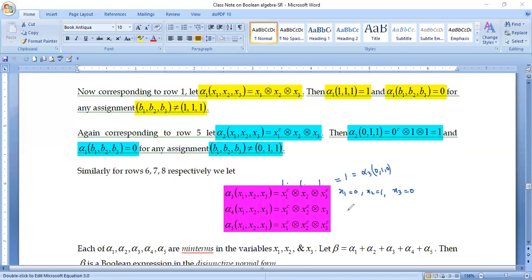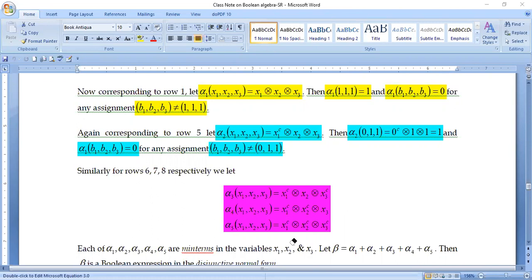Here we are going to consider x1 equal to 0, x2 equal to 0, and x3 equal to 1. You will get this. Here we consider x1 equal to 0, x2 equal to 0, and x3 equal to 0. You are going to get this. In this manner, for all the non-zero outputs, the rows can be associated with a Boolean expression.